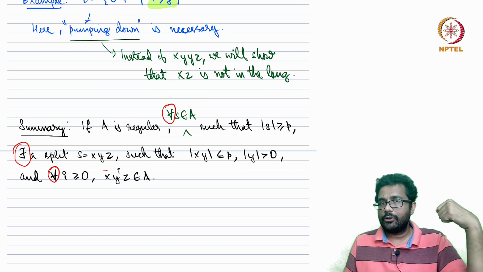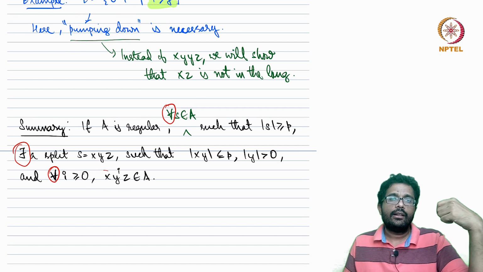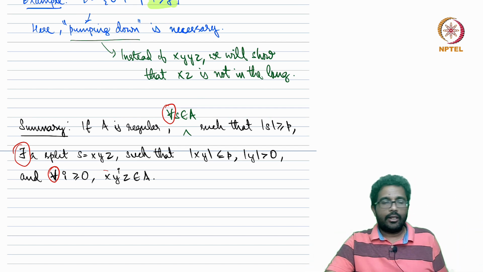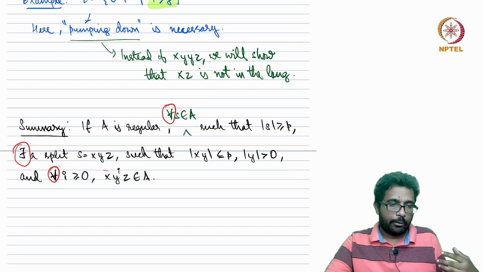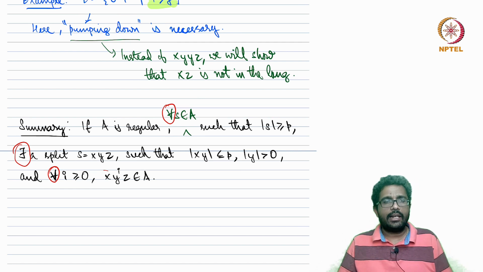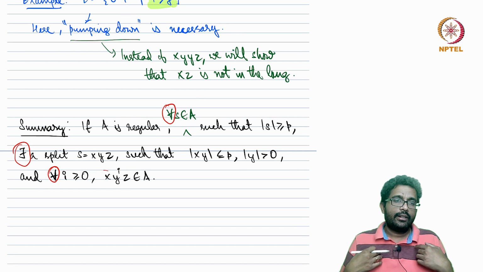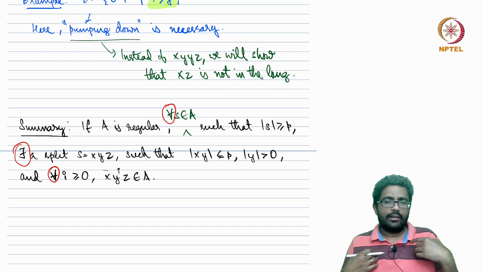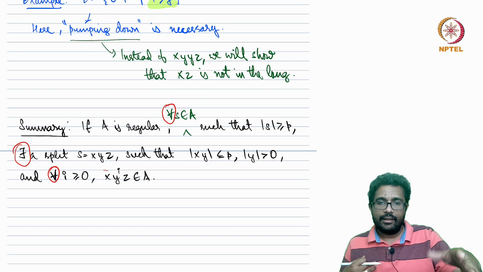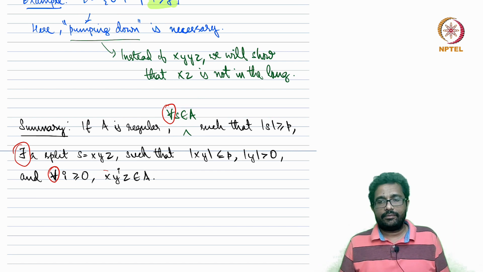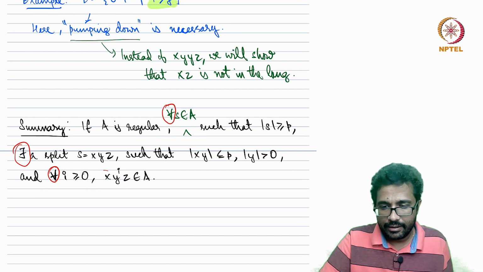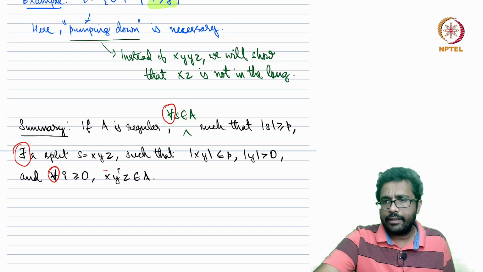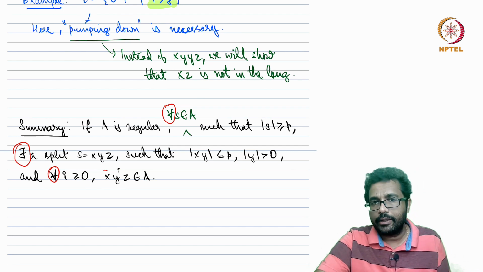This can be thought of as a game. You tell me the language that you want to show is not regular. I will pick the string. Now you tell me whichever split is possible, and I will show you where that split falters. It is my duty to pick the string, but whatever split you come up with, it will not meet the condition. I can find some issue with that split.